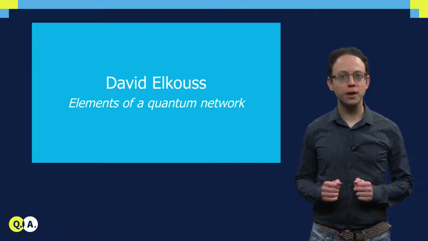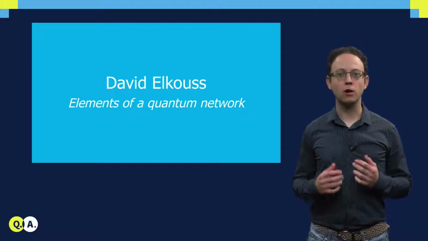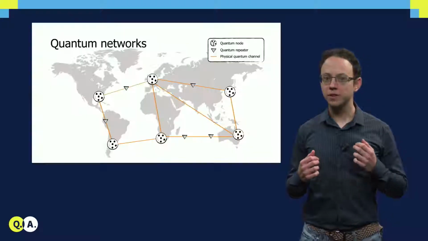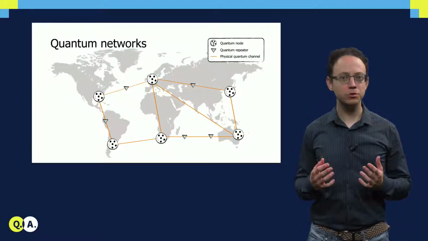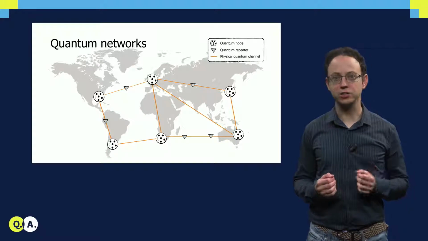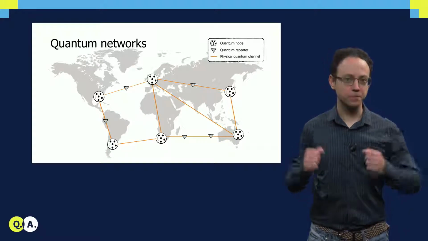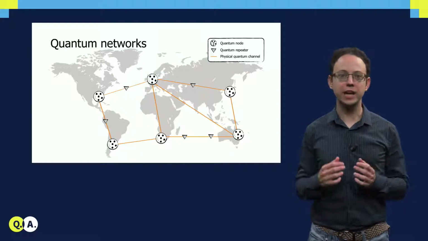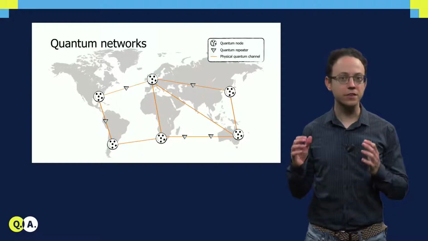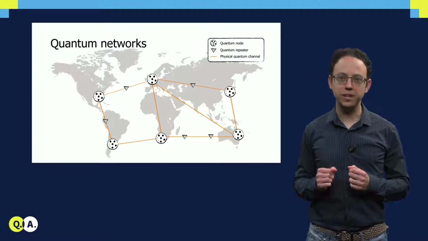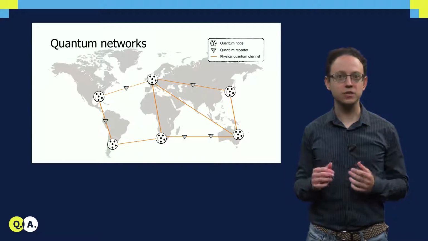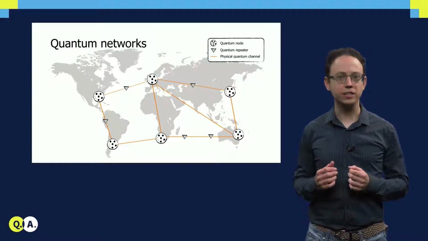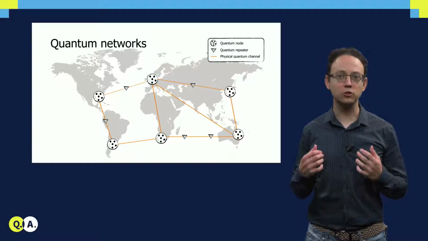Let us now describe the basic elements of a quantum network. We have the physical medium that enables the transmission of quantum information, that is, the quantum channel. We have the device that allows to extend the reach of direct connection links, that is, the quantum repeater. And finally, we have the device in charge of performing the quantum information processing for the user. We call it the end node or quantum node.